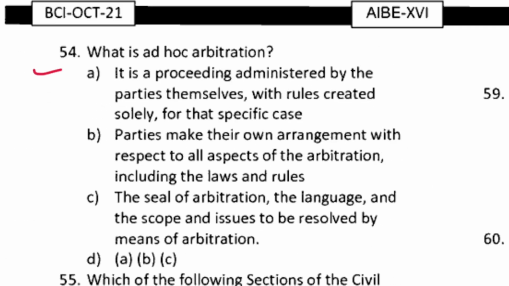Next 54. What is ad hoc arbitration? It is a proceeding administered by the parties themselves with rules created solely for that specific case. This is correct. Parties make their own arrangement with respect to all aspects of the arbitration, including laws and rules. Yes. Seat of arbitration, the language and scope of issues to be resolved by means of arbitration. This is correct. All are correct. D is the answer.